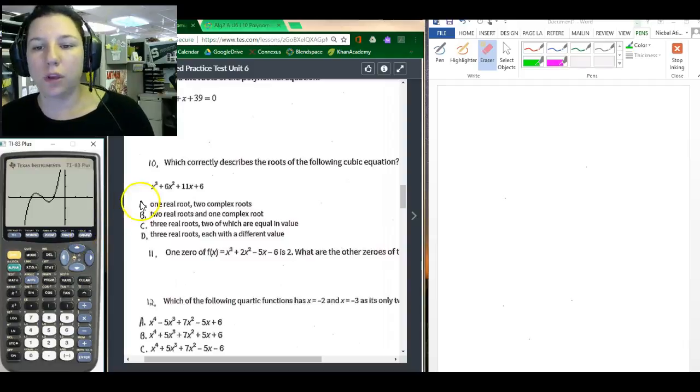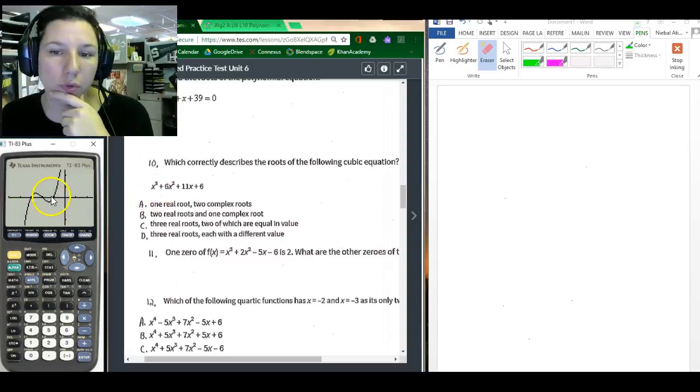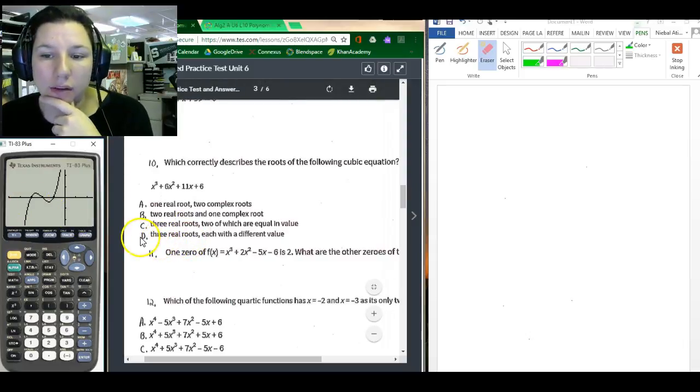Okay, so this is an x to the third, so there should be 3 roots. And I see 1, 2, 3 x-intercepts. So that means that I have 3 real roots. And so that narrows it down to C or D.